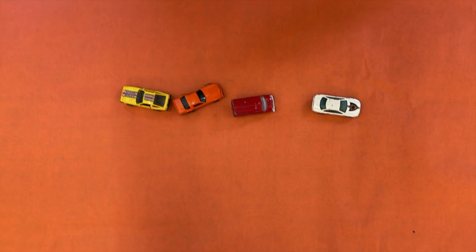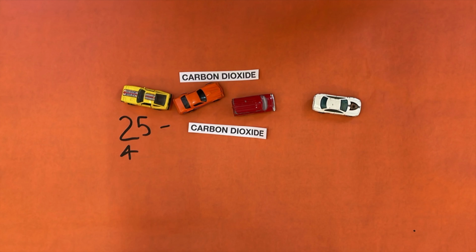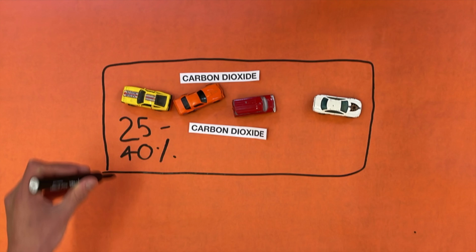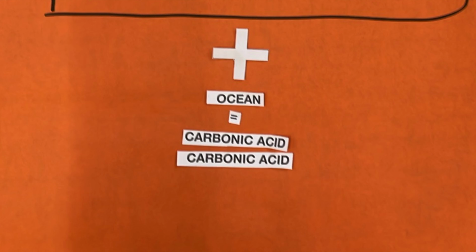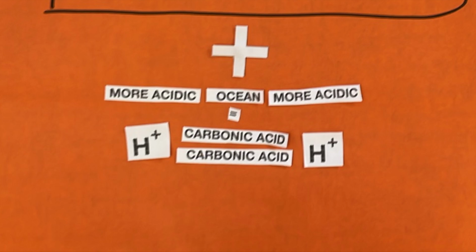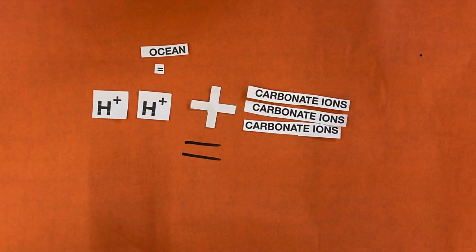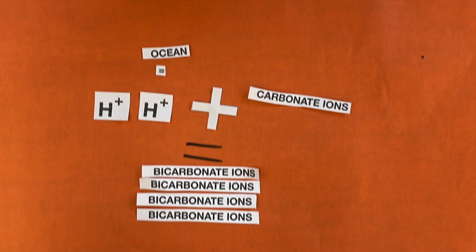So you're saying this happens on a larger scale? Carbon dioxide makes the ocean more acidic? Yes, the ocean takes in 25 to 40% of all carbon dioxide emitted from human activities, like driving. This carbon dioxide dissolves in the ocean water to form carbonic acid. This reaction produces H+, making the water more acidic. This H+ will then react with carbonate ions in the water to produce bicarbonate ions. In the process, the carbonate ions will be removed.